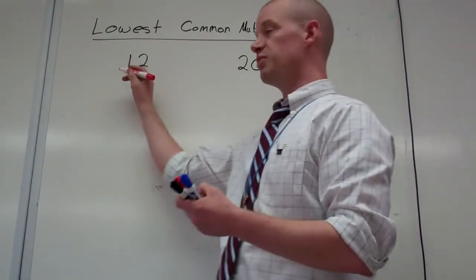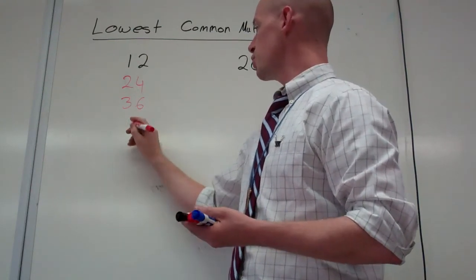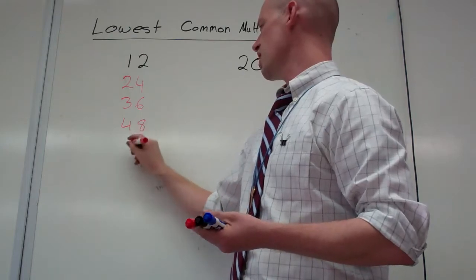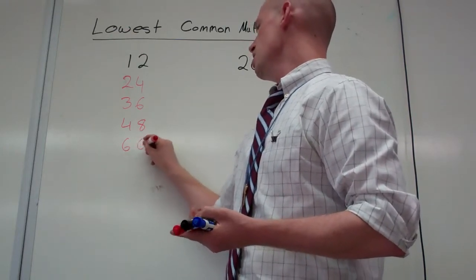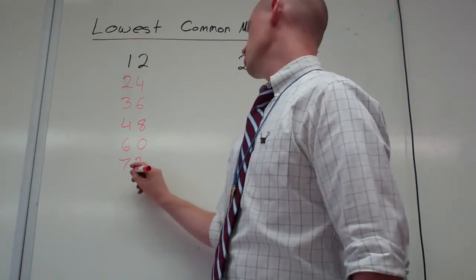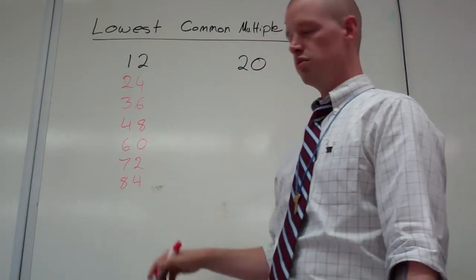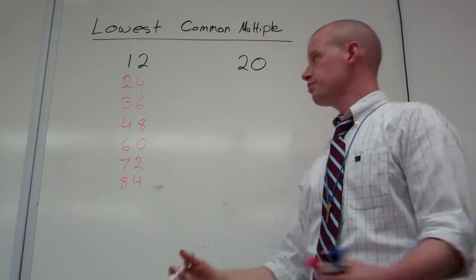So here we go. 12 times 1 is 12. 12 times 2 is 24. 12 times 3 is 36. 12 times 4 is 48. It's taking a long time. 12 times 5 is 60. 12 times 6 is 72. 12 times 7 is 84. Woo. Where do I stop?